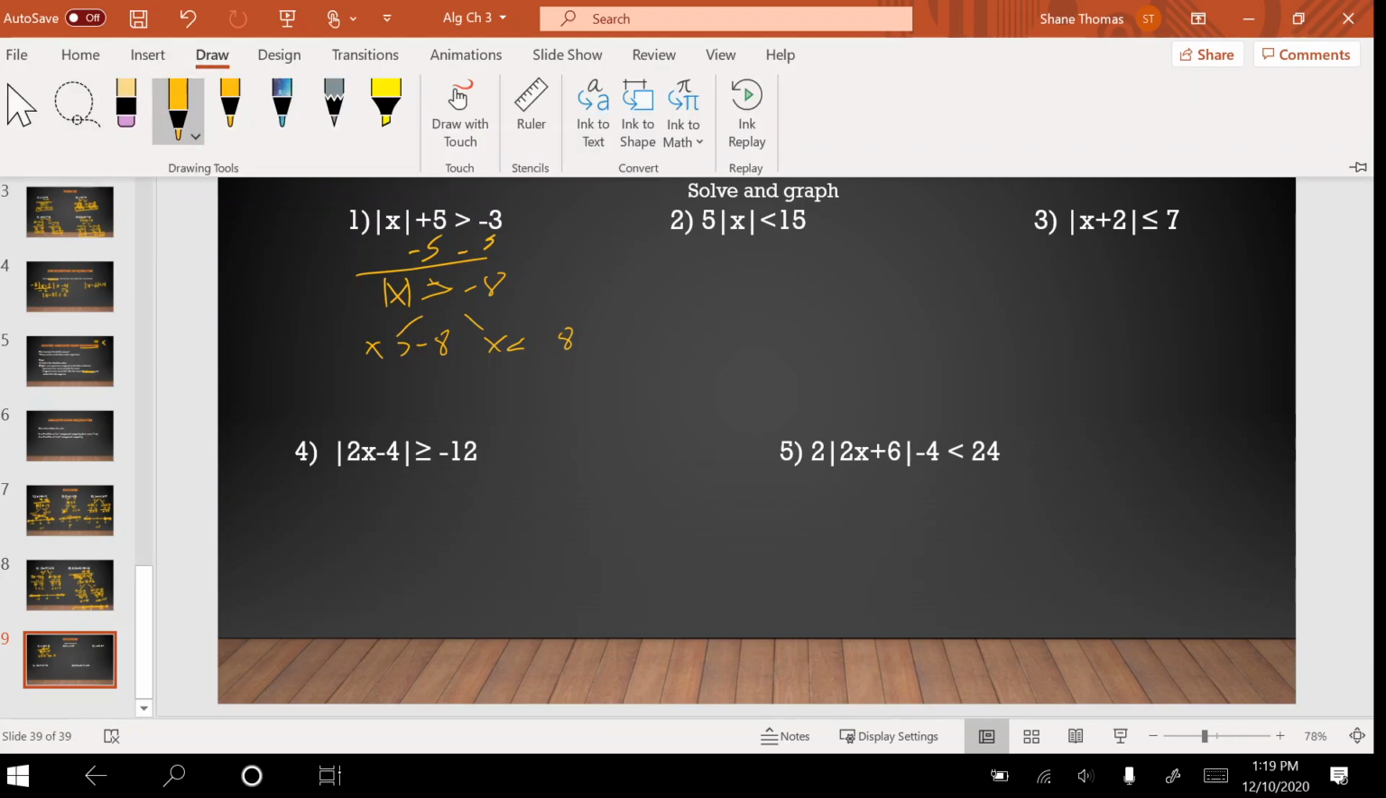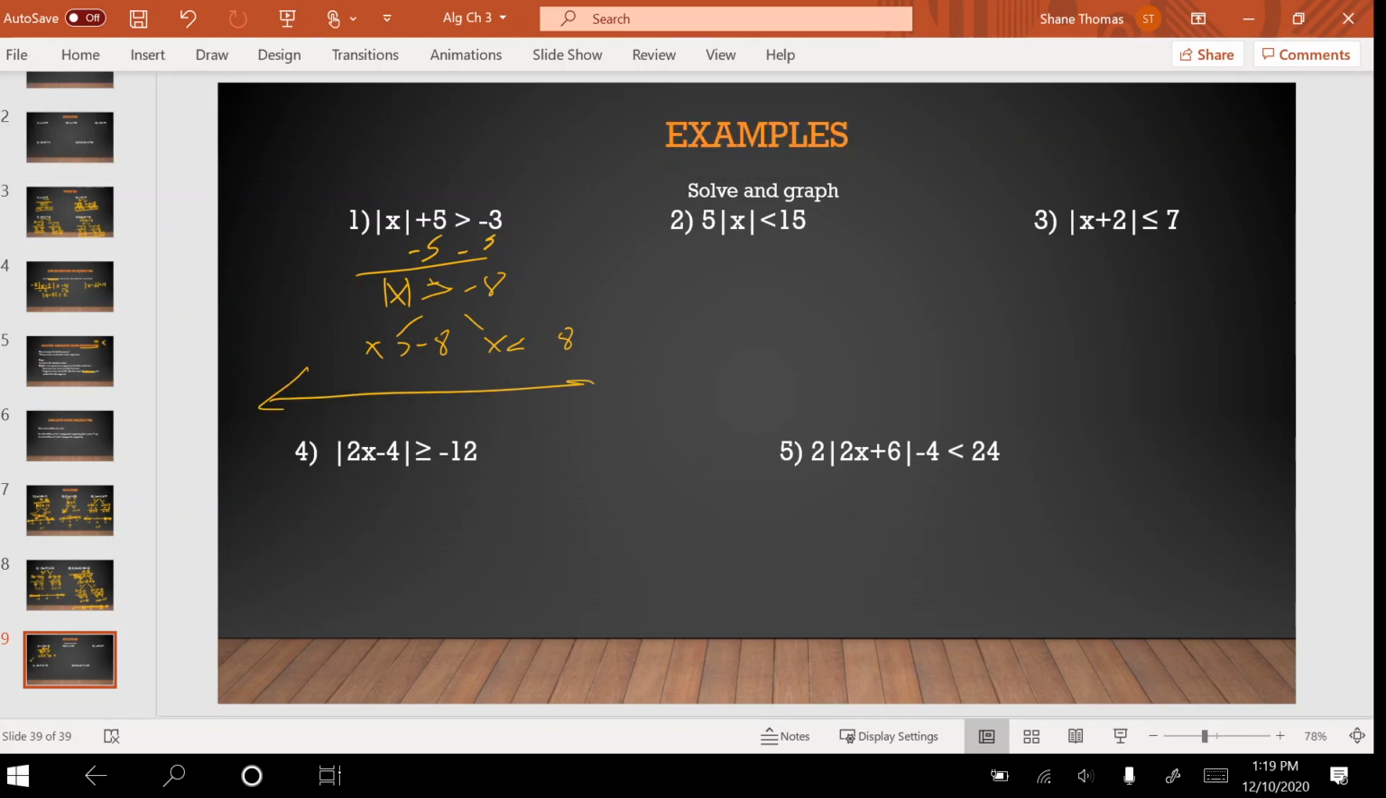If I was going to graph it, I'll graph the first one. I'm not going to graph them all, though, for time. All right, x is less than 8. So 8, open dot, going less. Open dot at -8, going greater. Okay, it would look like that.